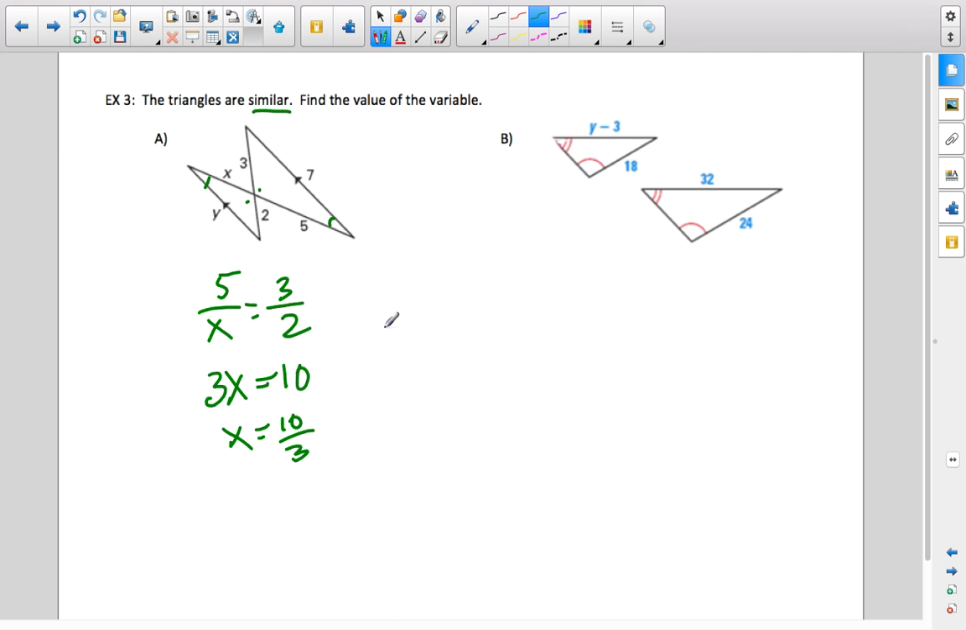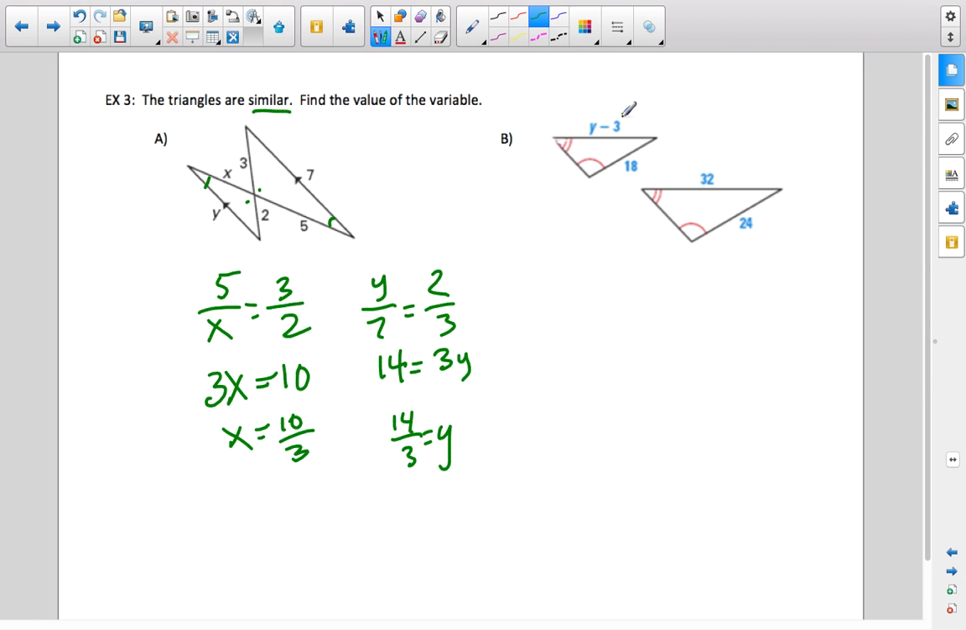The y goes with the 7, so I can go y over 7, the small over the large, and the 2 goes with the 3. I can use those same two sides. When I cross multiply, I get 2 times 7, which is 14, equals 3 times y. Dividing both sides by 3, y equals 14/3, or 14 over 3, which is 4 2/3.